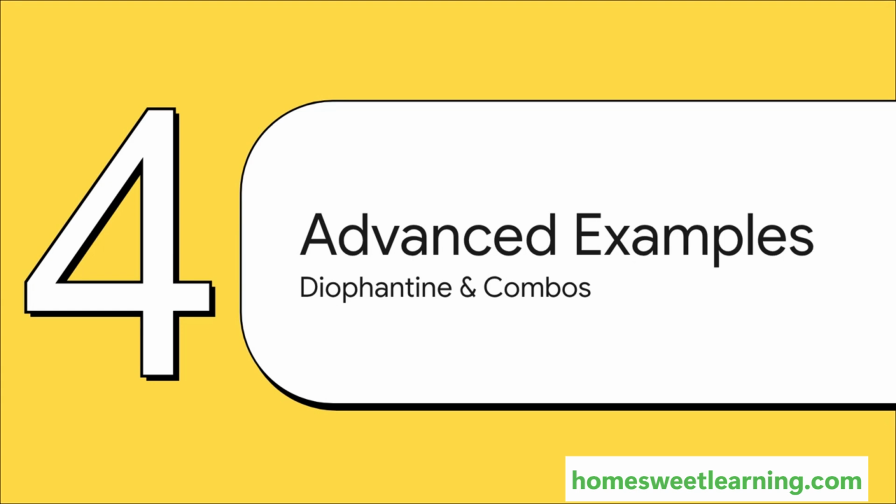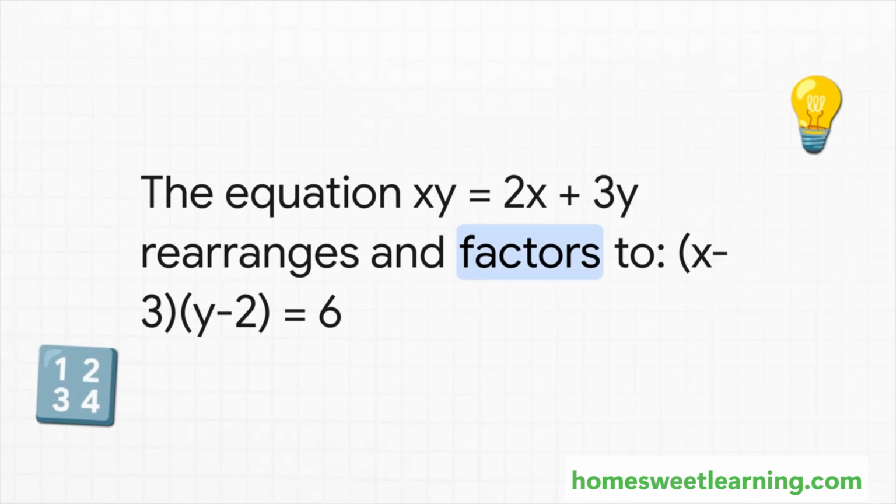Section 4. Advanced competition examples, combinatorics, and Diophantine equations. All right, let's shift gears completely and look at integer equations, also known as Diophantine equations. Say we need to find all integer pairs for xy equals 2x plus 3y. The first thing we do is rearrange and factor it. By cleverly adding 6 to complete the product, we get this beautiful setup: x minus 3 times y minus 2 equals 6.